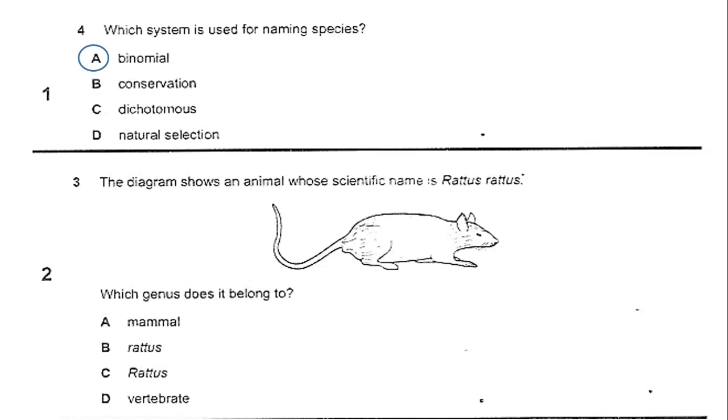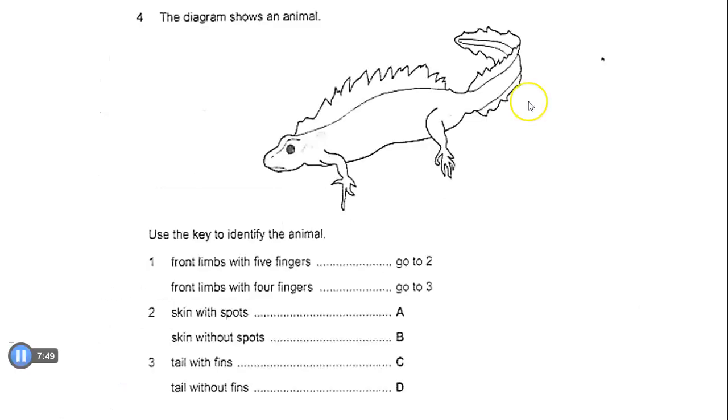The diagram shows an animal whose scientific name is Rattus rattus. So, what is it? Which genus does it belong to? Of course, this is the genus. Why isn't this one? Of course, because it starts with a capital letter and it's the one in the beginning of the name. The first one, the first name.